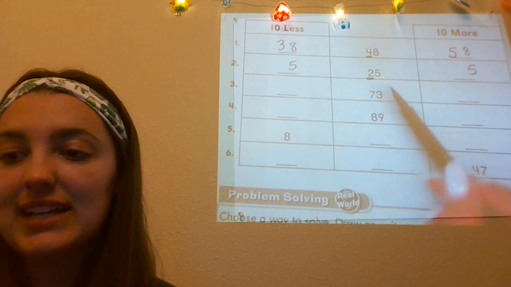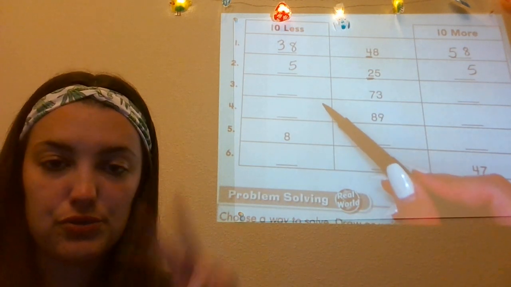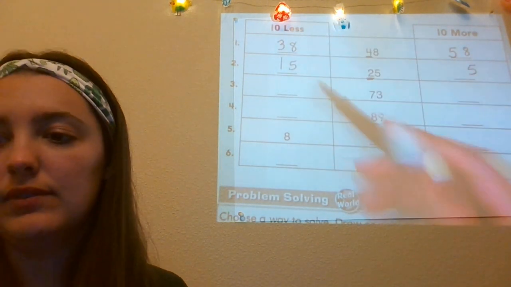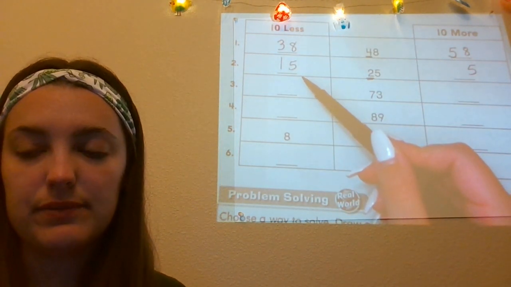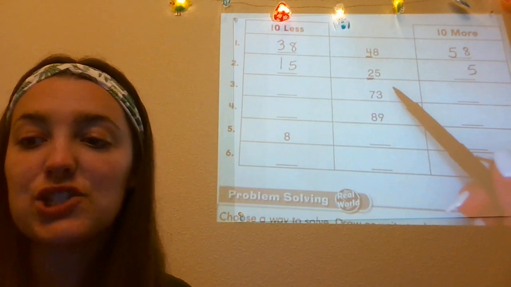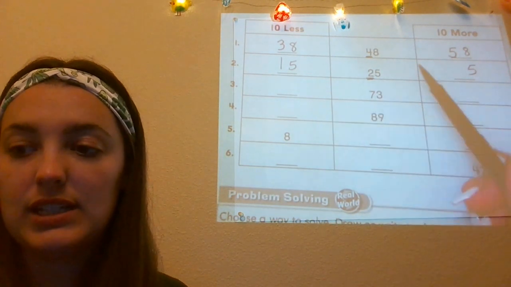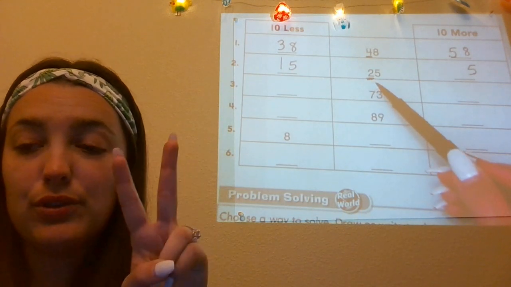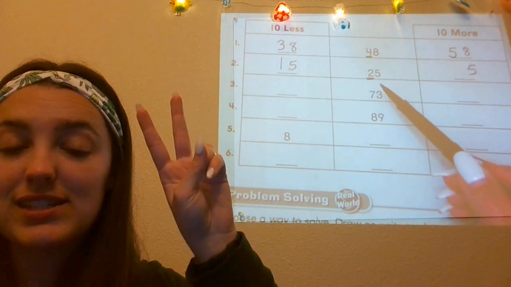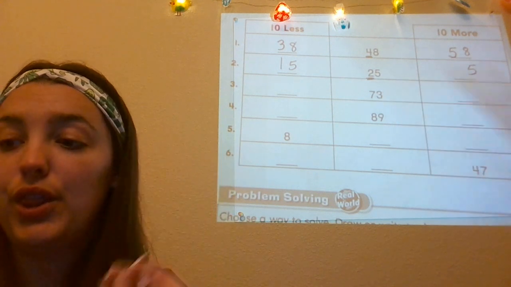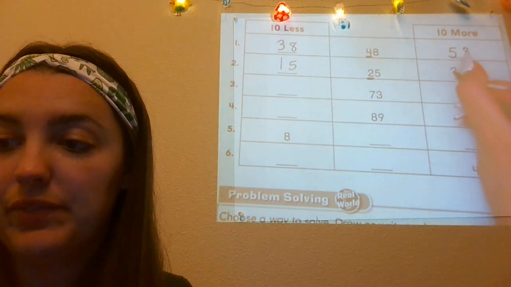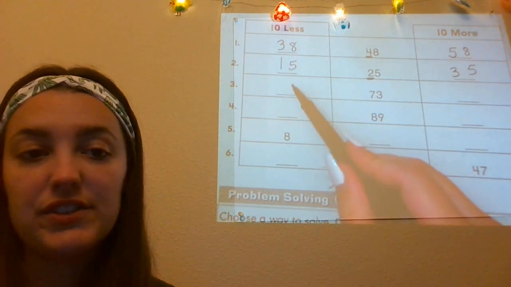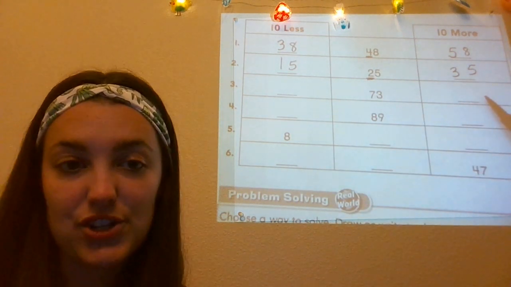If I want 10 less, then that 2 has to go down. So 2, 1. My new number is 15. So 10 less than 25 is 15. 10 more than 25, I'm going to take that same 2. I'm going to go 1 higher this time. So 2, 3. And now I get 35. So 10 less is 15, 10 more is 35.